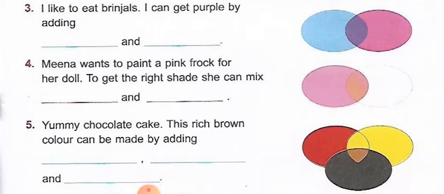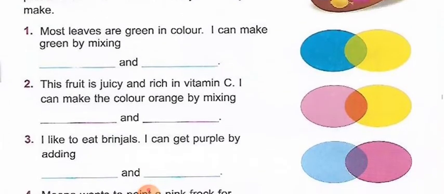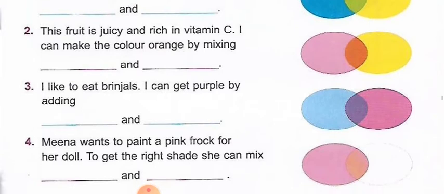You can see how many pictures are there. Five. This is number one. Number two, pink and yellow. Number three, I like to eat brinjals. I can get purple by adding blue and pink. Light blue and pink.